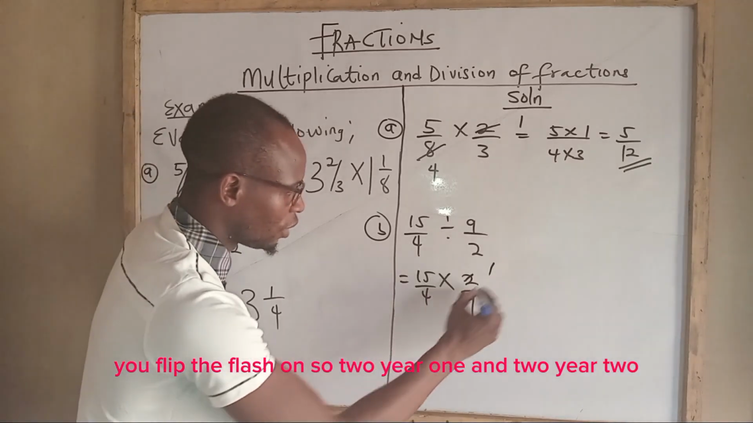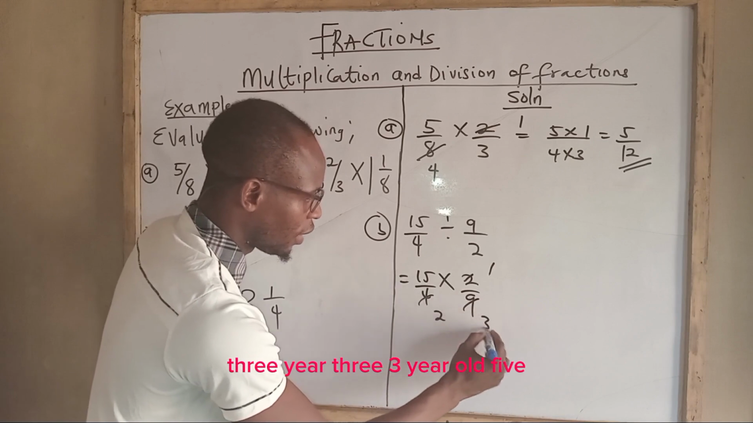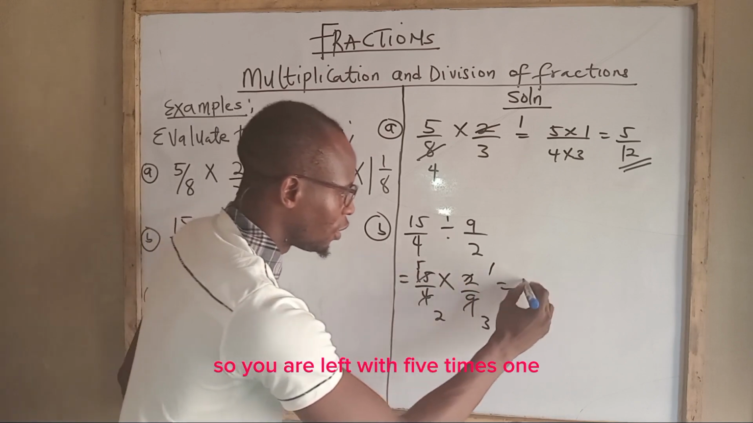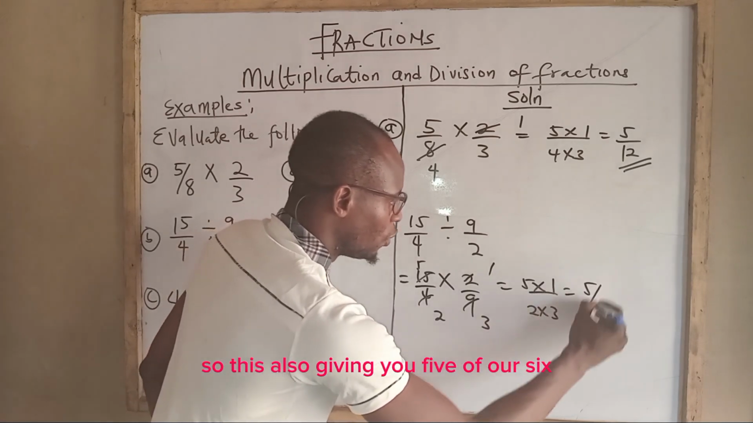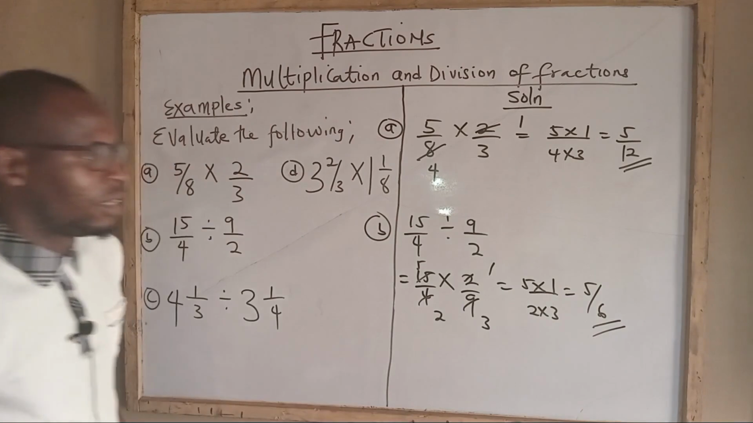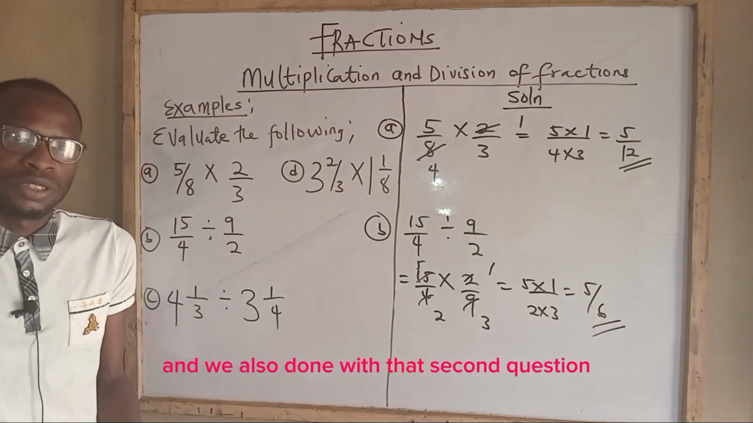So 2 here 1 and 2 here 2. 3 here 3, 3 here what? 5. So you are left with 5 times 1 over 2 times what? 3. So this is also giving you 5 over what? 6. And we're also done with that second question.